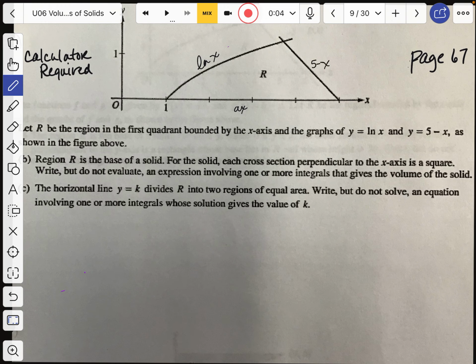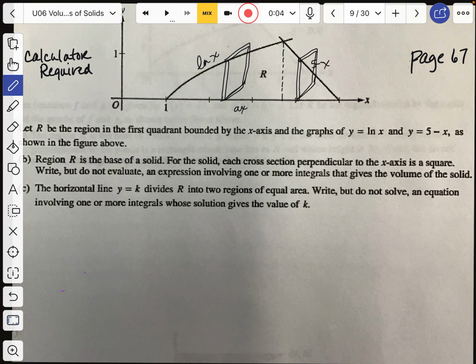Question B says, region R is the base of a solid. For the solid, each cross-section perpendicular to the x-axis is a square. So we are going to have two integrals because we have two top functions. We have the natural log function that's going to produce a square that looks like this, three-dimensionally. And then we'll have a square over here produced by that linear function. That's going to look something like this.